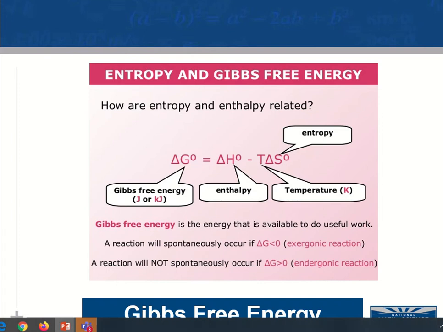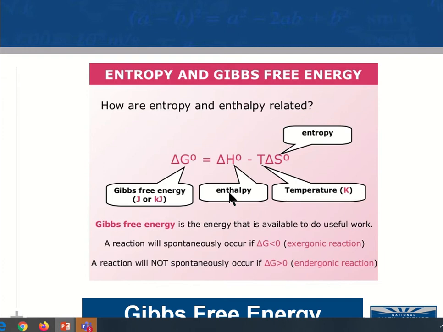So the overall equation for this unit is called the Gibbs free energy equation, and this is how entropy and enthalpy are related. Entropy is a measure of disorder, while enthalpy is a measure of heat. Gibbs free energy has a unit of G, delta G. The Gibbs free energy can be found in joules or kilojoules.